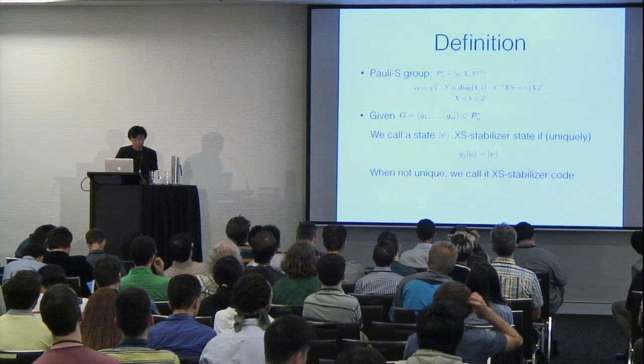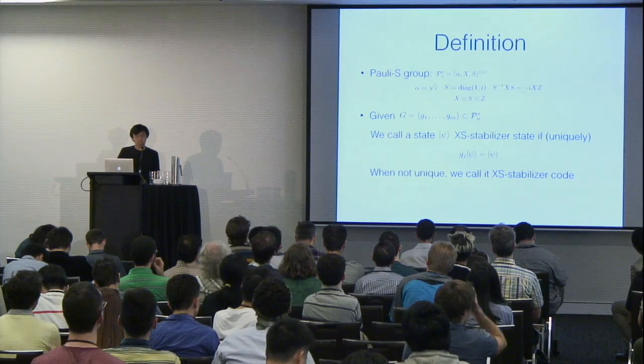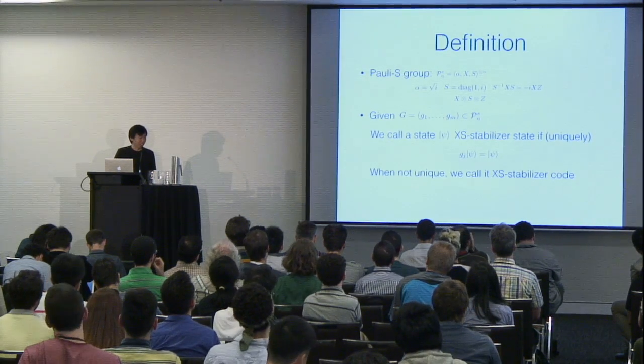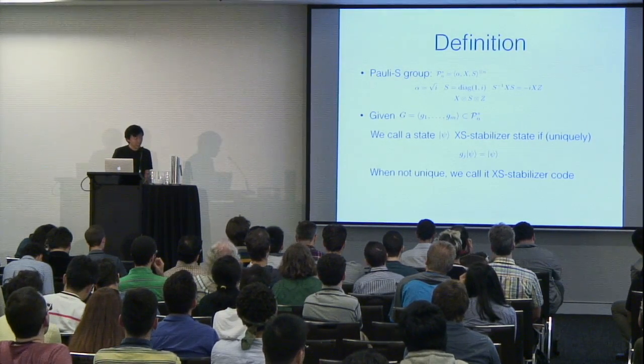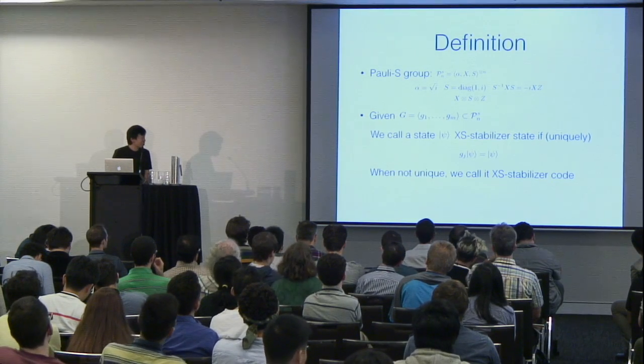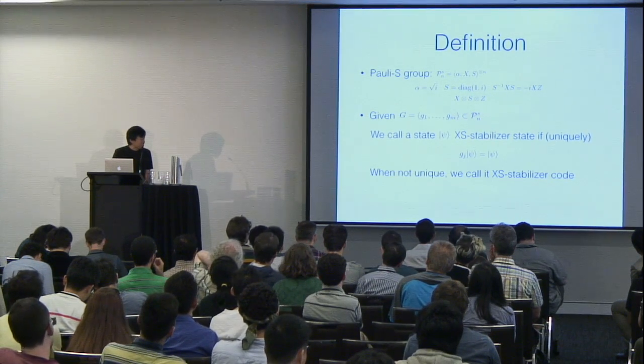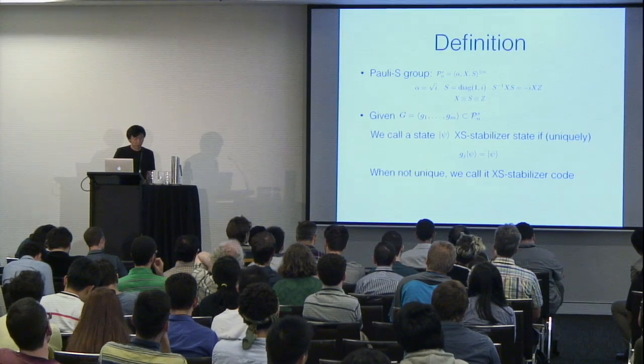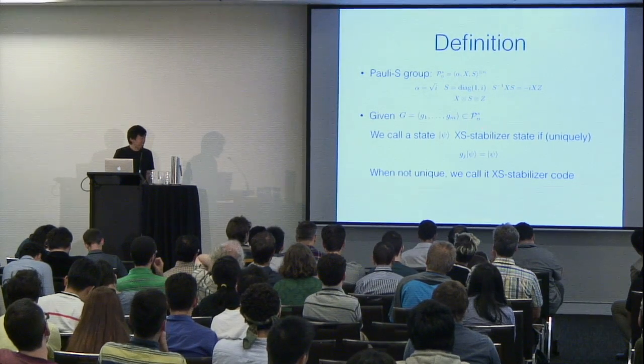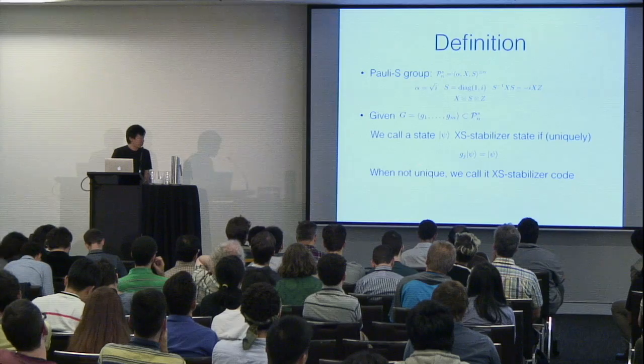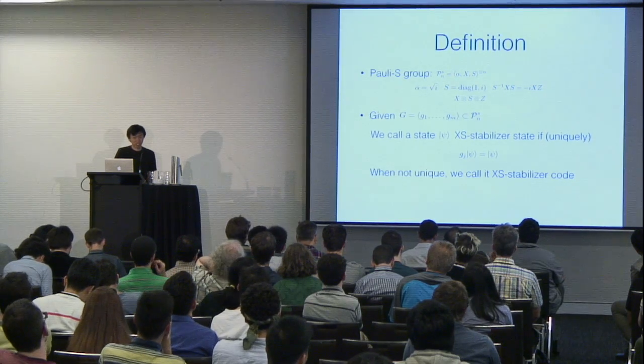And the definition of access stabilized states or codes is identical to the Pauli case. Usually you are given a group, normally by the generators. We would call a state an access stabilized state if it's uniquely stabilized by all these generators. And if there's degeneracy, we would call it access stabilized codes.